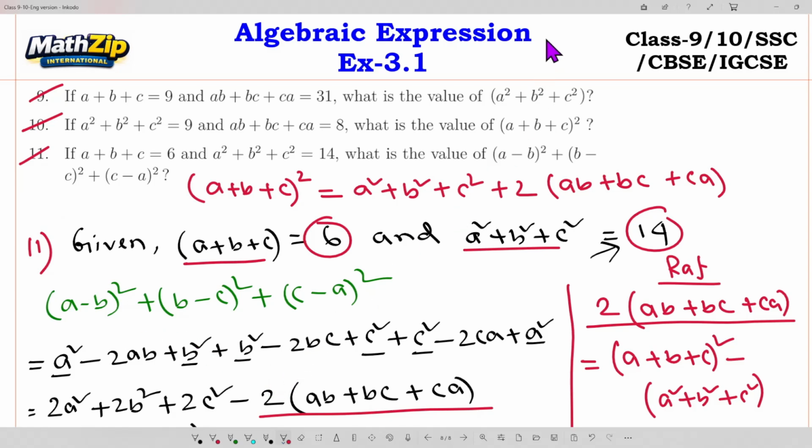So our topic was algebraic expression, which is a very important topic around the world, in any kind of competitive examination.